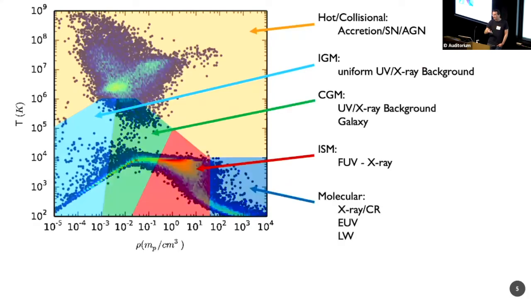There we have the circumgalactic medium, the ISM, and the cold molecular dense phase, which all are influenced differently by radiation. In the circumgalactic medium, for example, we have on the outside the UV background coming in, while from the inside we have the galaxy shining outwards. So there are two different radiation fields.